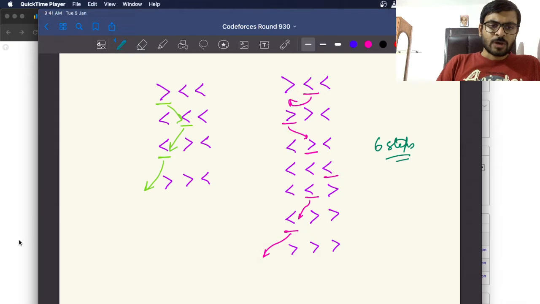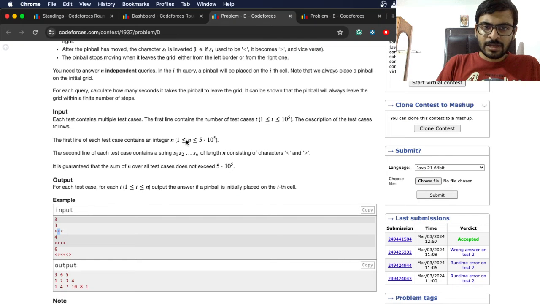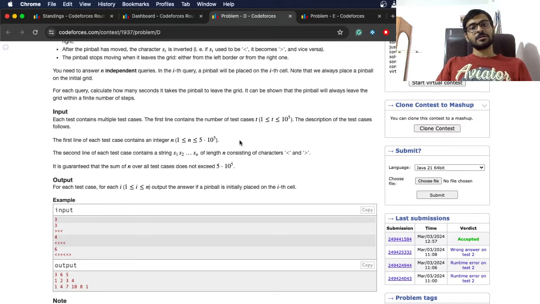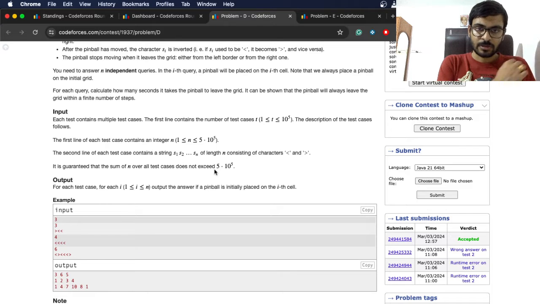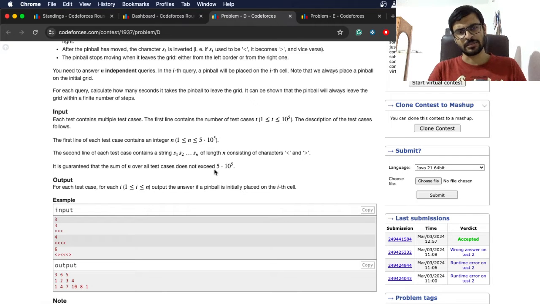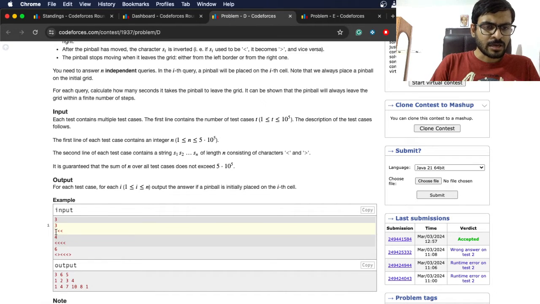So a quick analysis of time complexity. There are 10 to the power 5, sorry, 0.5 million values over there. Is it 0.5 million? No, it's 50,000, right? Okay, no, 0.5 million. So that many characters are there.